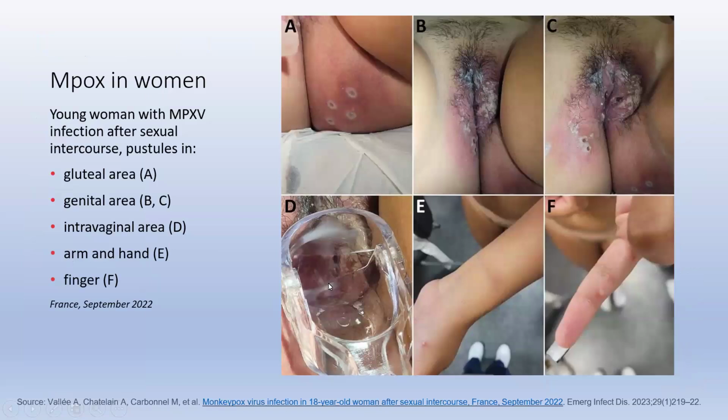It can also occur in the genital region in females, as you can see, the genital region around the vagina, and also actually the intravaginal area. And this lady also had lesions in other parts of the body, in the arms and in the fingers.